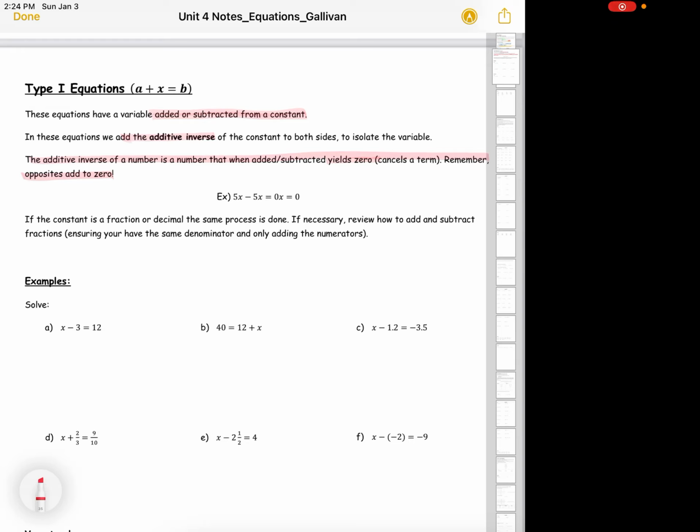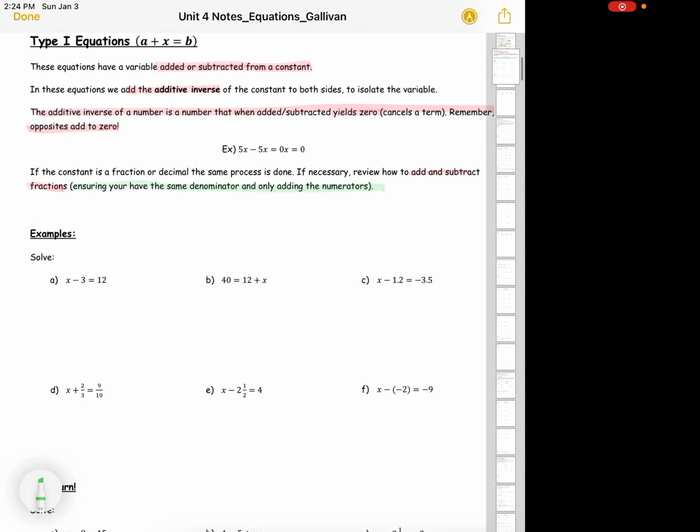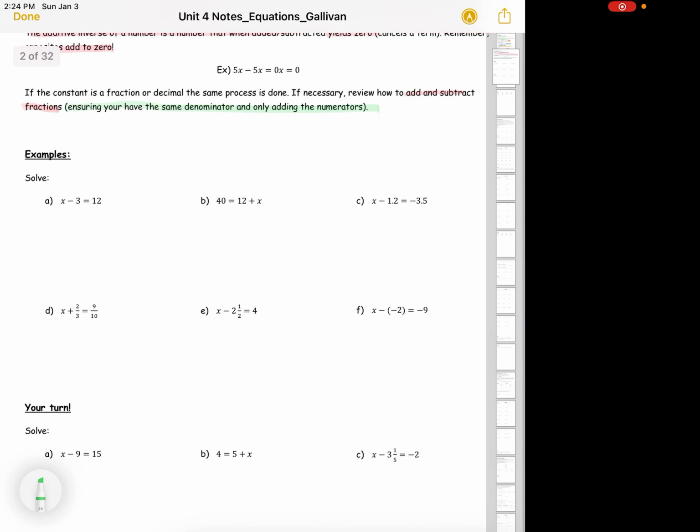If the constant is a fraction or a decimal, the same process is done. If necessary, review how to add and subtract fractions. So you have to have common denominators. We did that earlier in this course, right? If that happens. So let's do some examples.